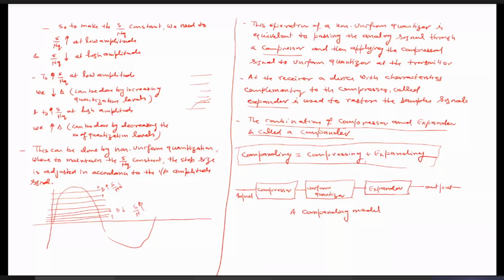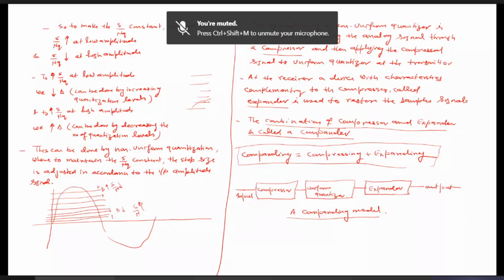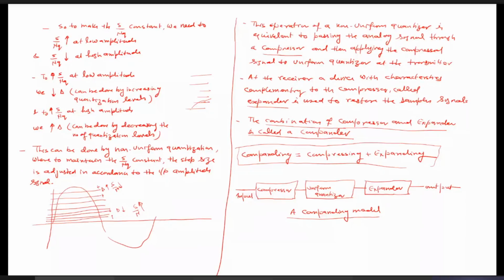So if you look at the basic model of companding, which is actually used to perform non-uniform quantization, first we use the compressor. The input signal gets compressed. That is, the lower amplitude signal gets amplified, and the higher amplitude signal gets attenuated. And then we simply use the uniform quantizer. Right? So these two steps are performed at the transmitting side, and the expander is performed at the receiving side.